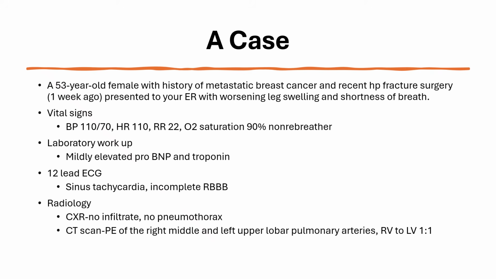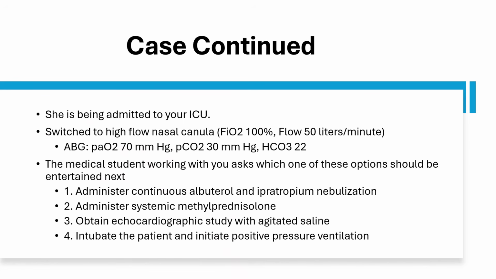Her 12-lead EKG demonstrated sinus tachycardia and incomplete right bundle branch block. On chest X-ray, there is no infiltrate and no pneumothorax. We performed a CT scan which demonstrated pulmonary emboli of the right middle and left upper lobar pulmonary arteries, and a significantly enlarged right ventricle with a ratio of RV to LV of 1:1.